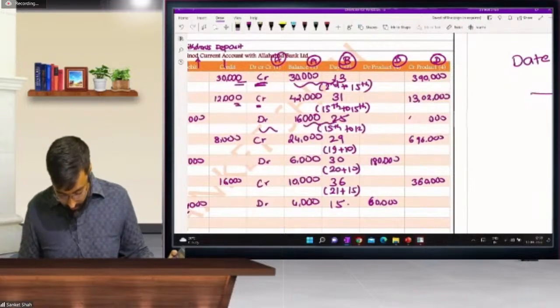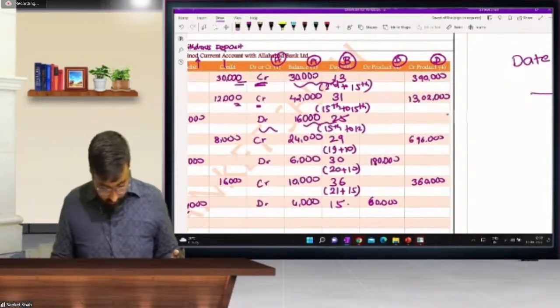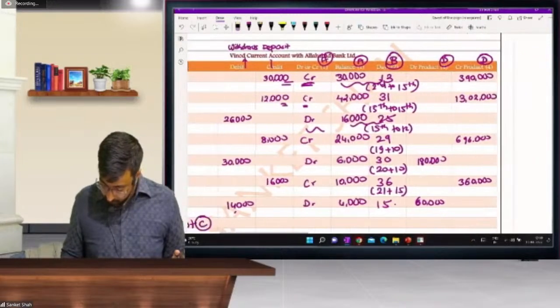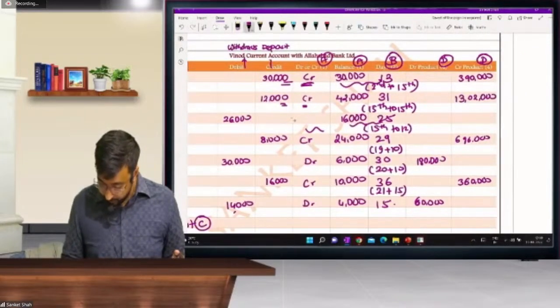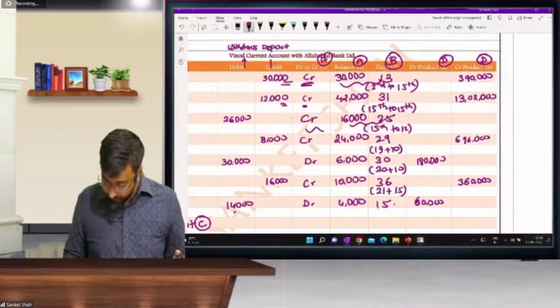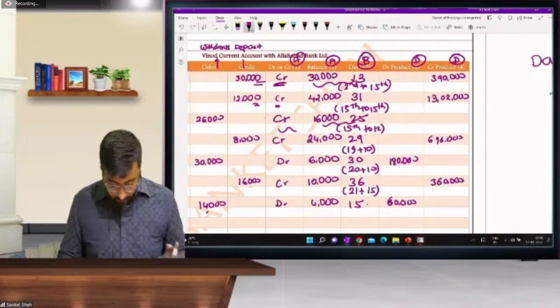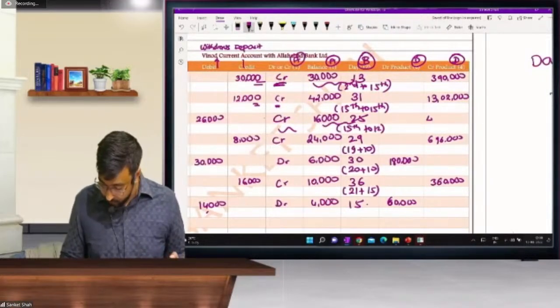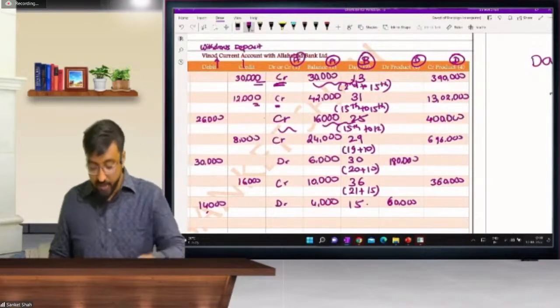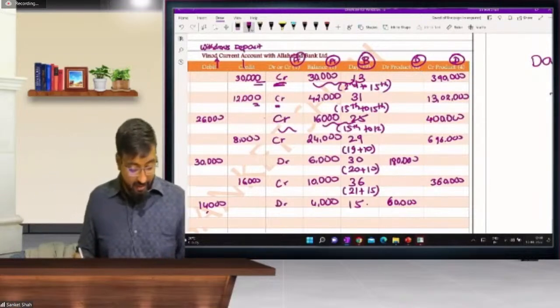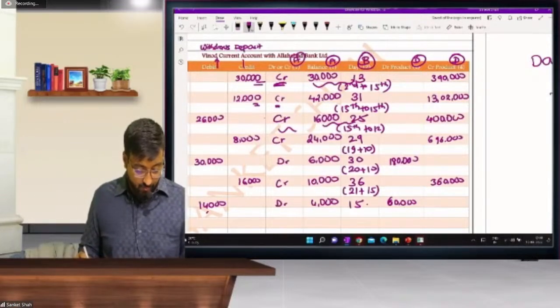Sorry, so this is credit, beta. Credit. Okay, so debit is only 2, na. Multiplication we have done correctly. Only I have written debit and credit wrongly. Sorry.